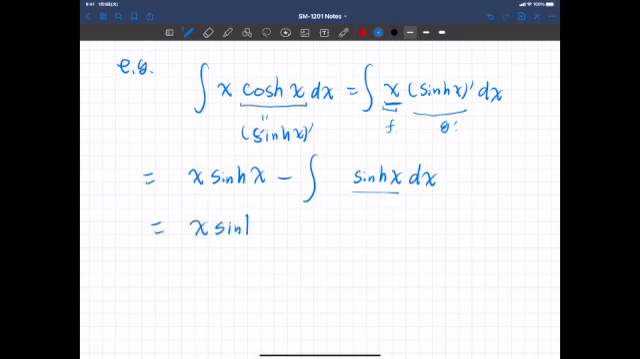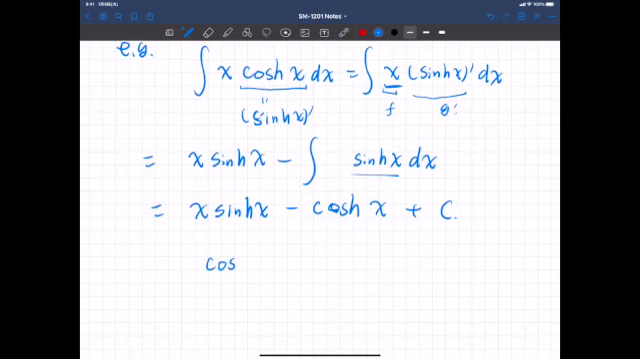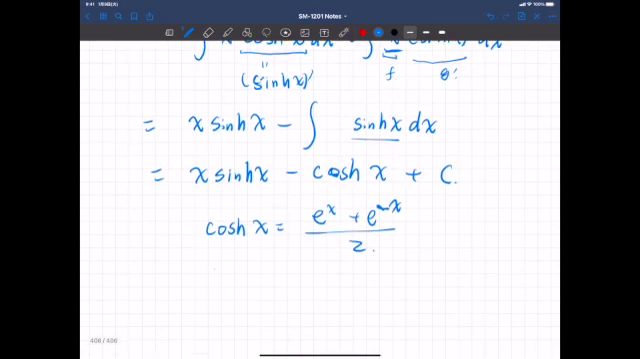If you integrate sinh x, you have cosh x plus constant. Just in case you don't remember the definition, cosh x is (e to the x plus e to the minus x) over 2, and sinh of x is (e to the x minus e to the minus x) over 2. Okay.